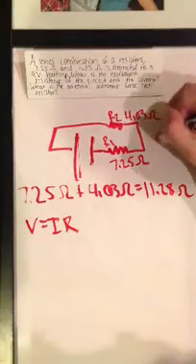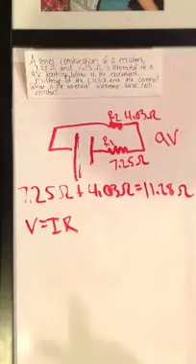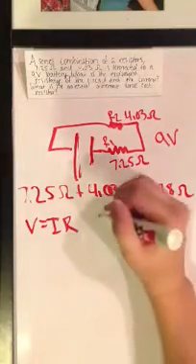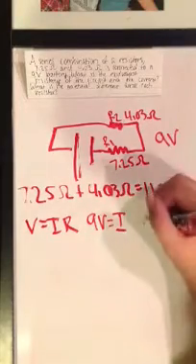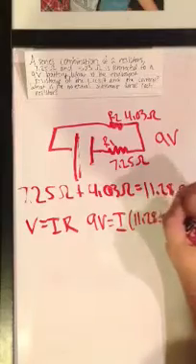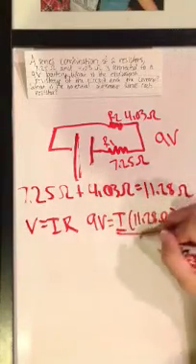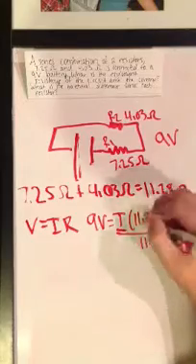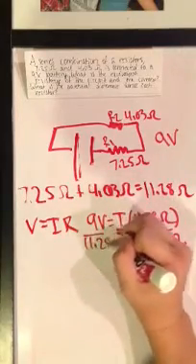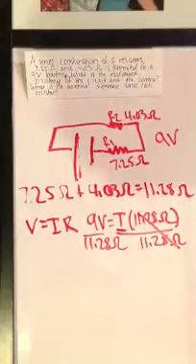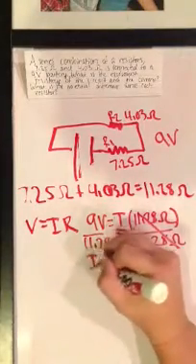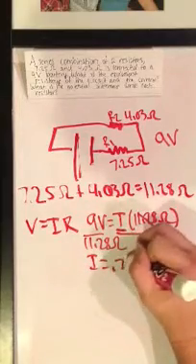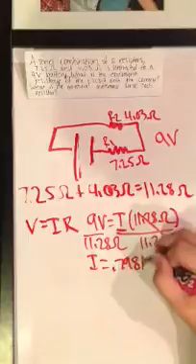Well, we know this battery had a voltage of 9 volts, because that's what it said in the problem. So, we can do 9 volts equals I, since we don't know the current, times 11.28 ohms, because that's the equivalent resistance. Now we divide this by 11.28 ohms, divide this by 11.28 ohms, and we get the current equals 0.798 amperes.